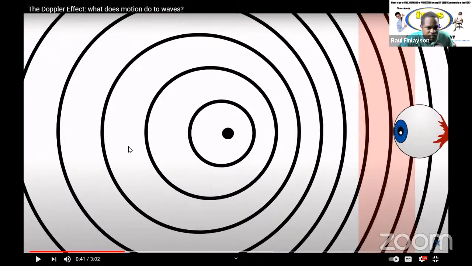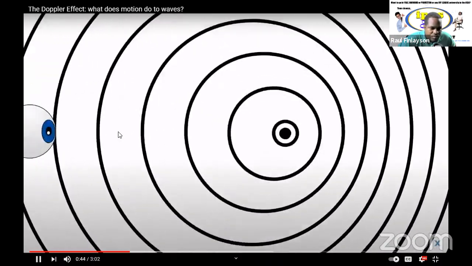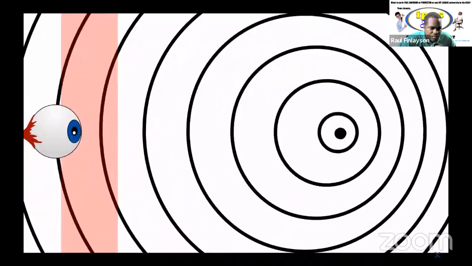All right, so let's continue. If the object is moving away from a stationary observer, the waves are observed at a lower frequency. There you see lower frequency. Now, again, the lower frequency is the bassier sound.